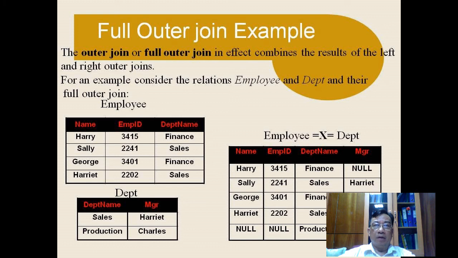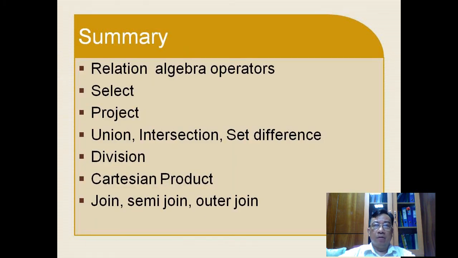Summary. I want to summarize what I discussed with you in this lecture. First of all, I discussed with you the relational algebra operators. I gave you a lot of examples about select, project, union, intersection, set difference, division, Cartesian product, join, semi-join, left outer join, right outer join and full outer join. And I hope with the examples you will understand clearly the relational algebra operators.